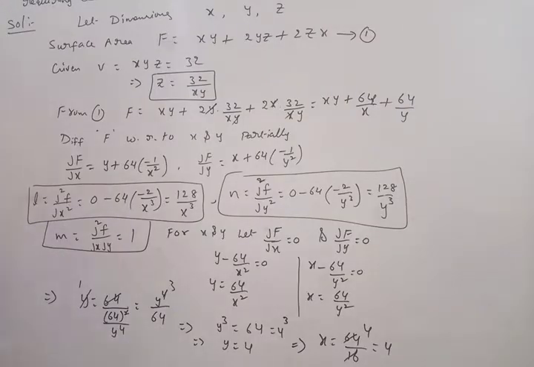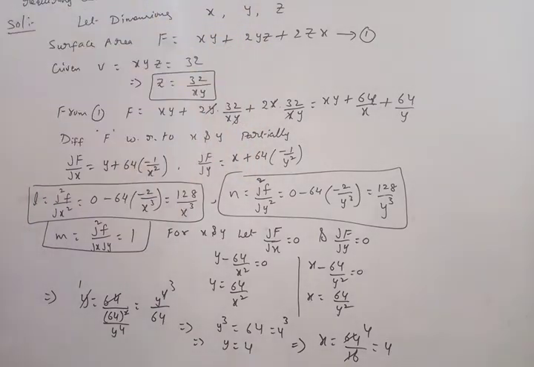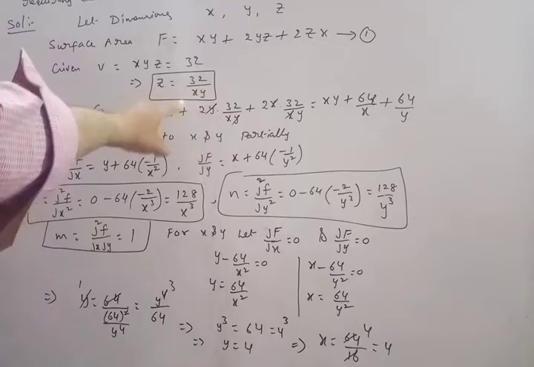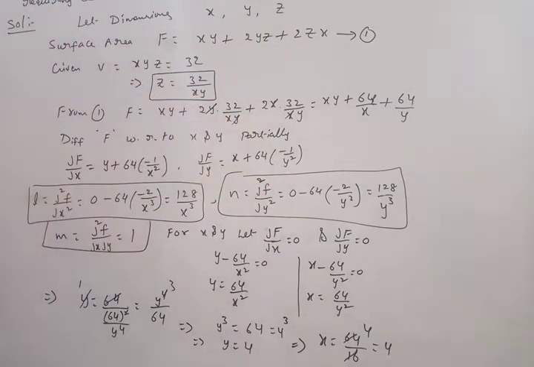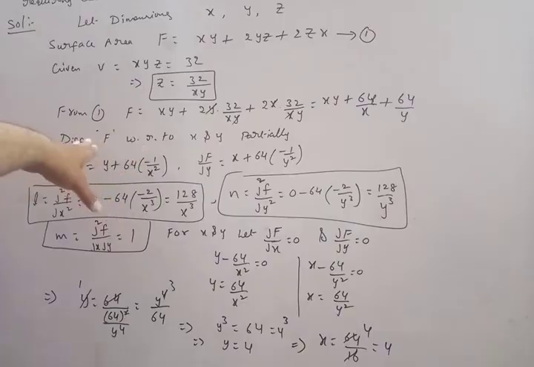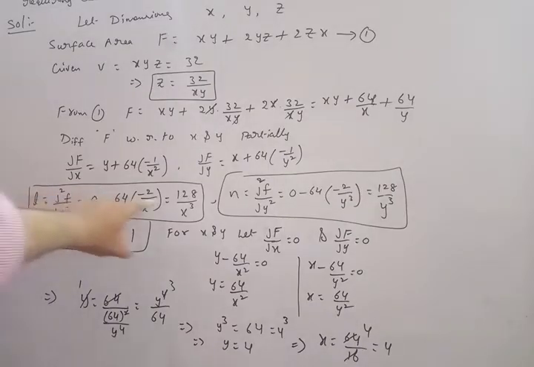So what we did here: first we took the dimensions x, y, z, then surface area F is equal to xy plus 2yz plus 2zx. Then given volume V is equal to xyz, that is equal to 32, so z is equal to 32 by xy. I substituted 32 by xy in place of z. So after that I converted the surface area in terms of x and y only, two variables. Then differentiate F with respect to x and y partially. I got ∂f/∂x and ∂f/∂y, and I calculated L, N and M values.